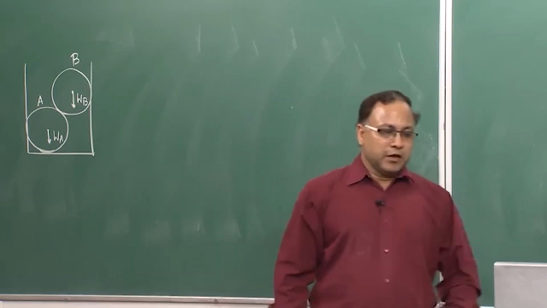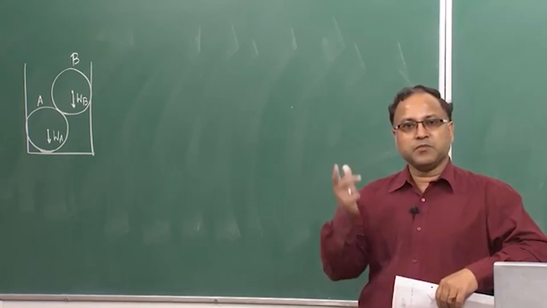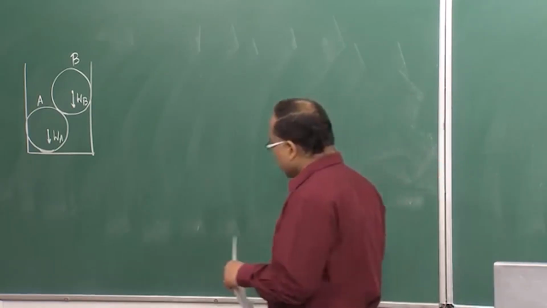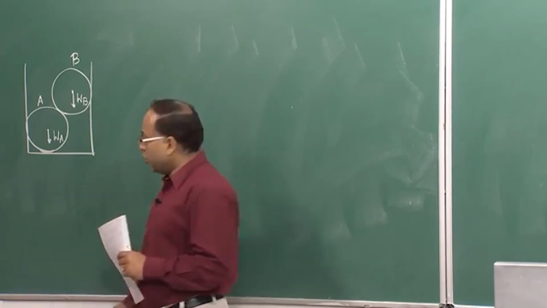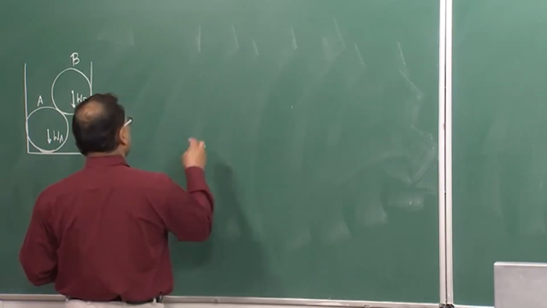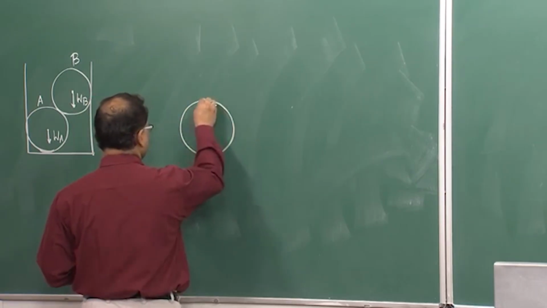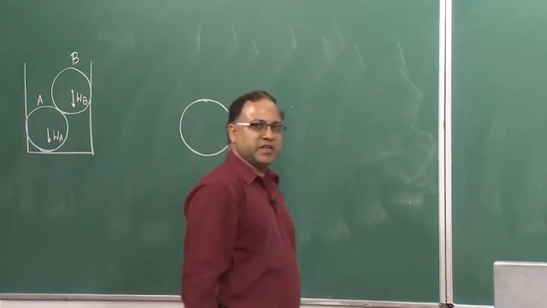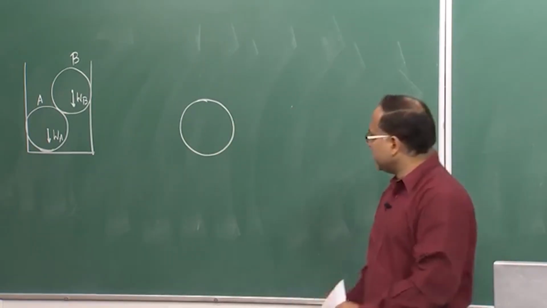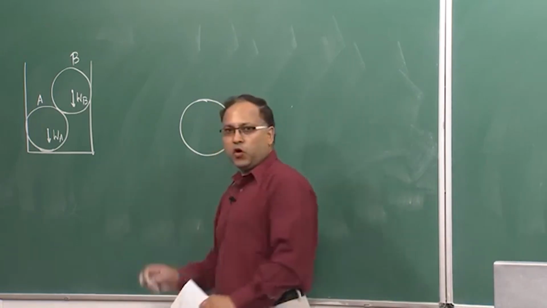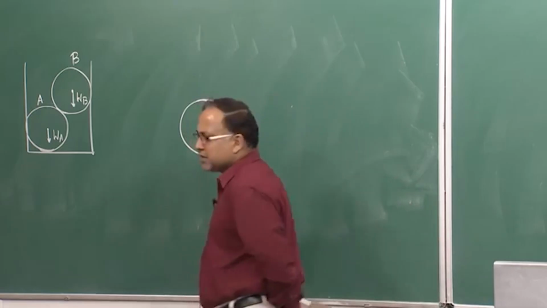Now, what is your first job? To analyze the system, draw the FBD. So let's draw the FBD of each ball as well as the container. If I draw the free body diagram of ball A, so this is my ball A or sphere A. I am taking it out, isolating the system, with only the externally applied forces. So what externally applied forces are acting here?